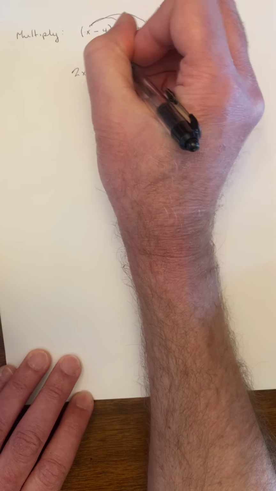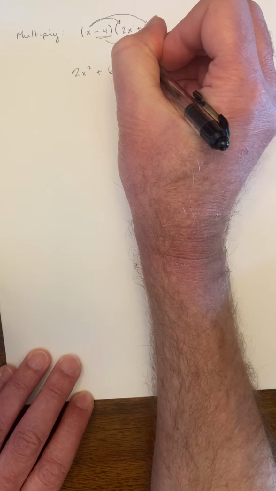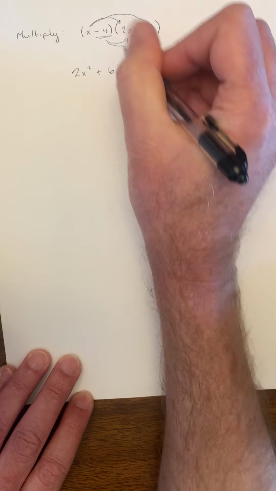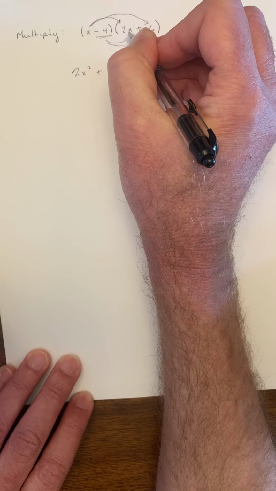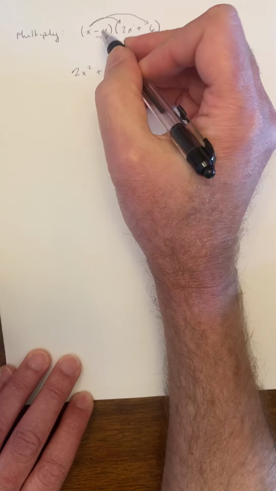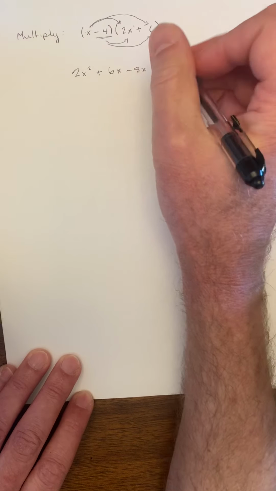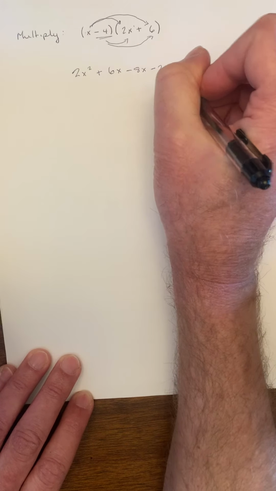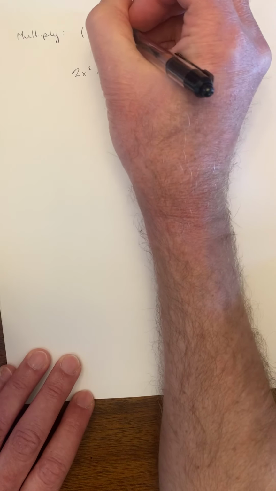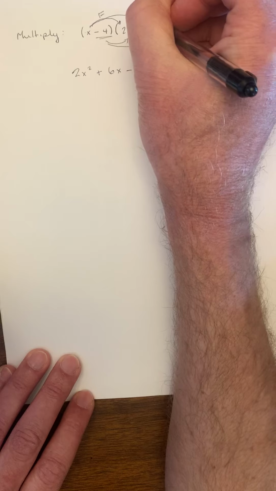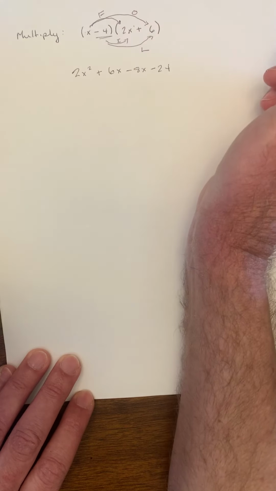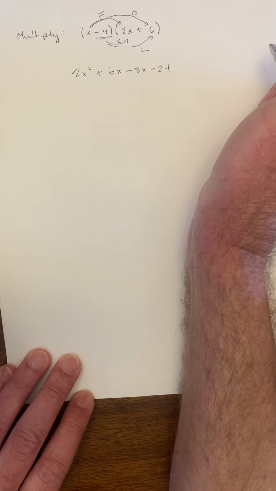Now, this negative 4 needs to be distributed to both of the things in there. So that gives me negative 4 times 2x is negative 8x. Negative 4 times 6 is negative 24. Now, if you prefer to use FOIL, this was the first, that was the outer, that was the inner, and that was the last. So I did all 4 of them.